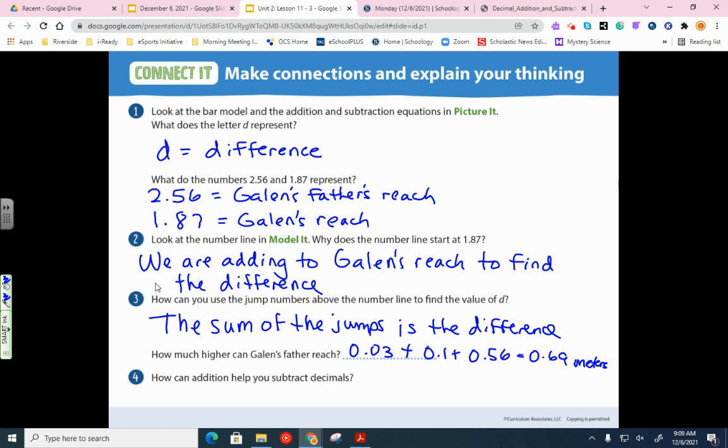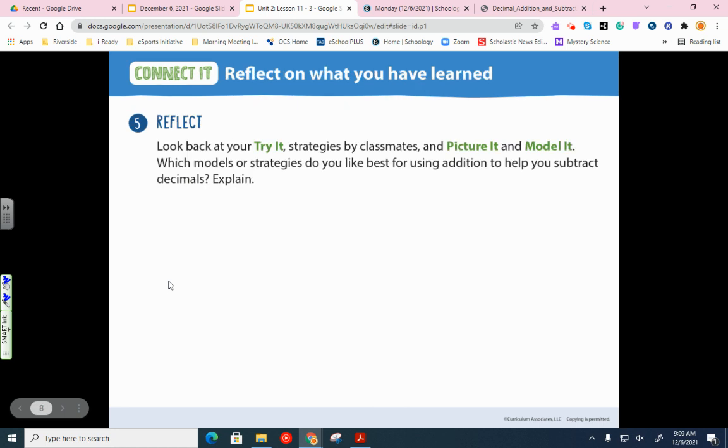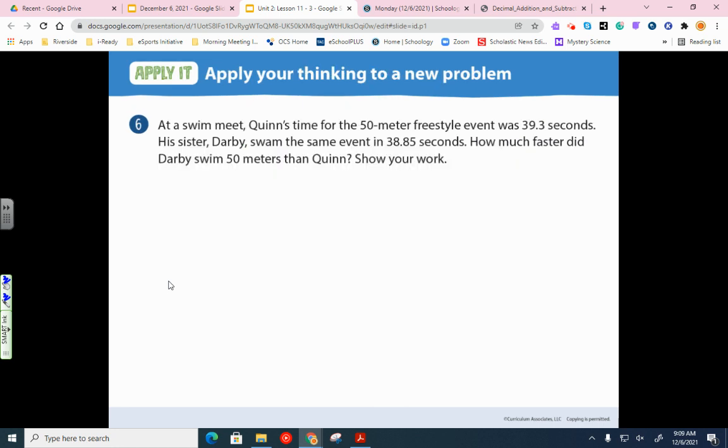How can addition help you subtract decimals? I've got this little thing here. We have total minus the part equals the part. That's how a subtraction problem is built. And then you can take those things and create an addition problem by taking the part plus the part to equal the total. Does it matter which part you put here or here? It does not, because addition order doesn't matter. Subtraction does.